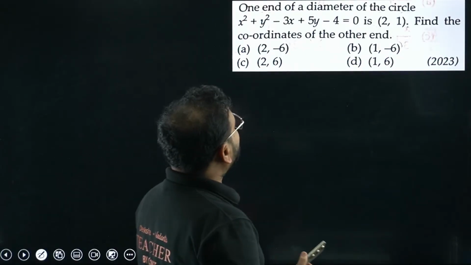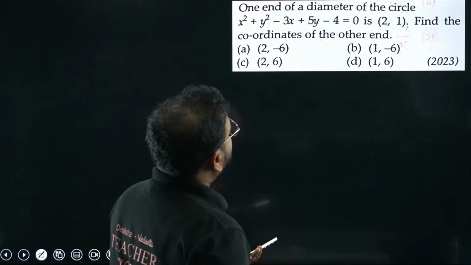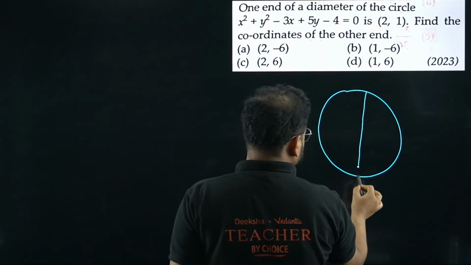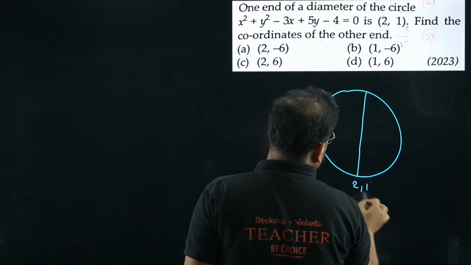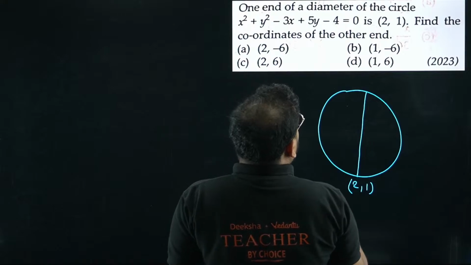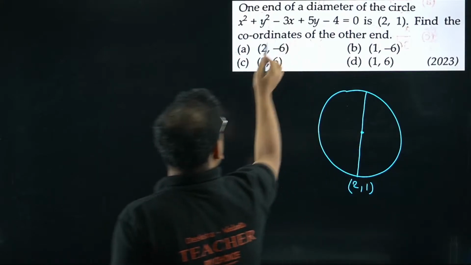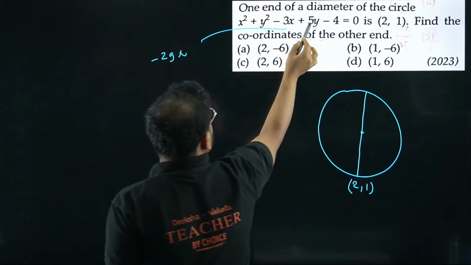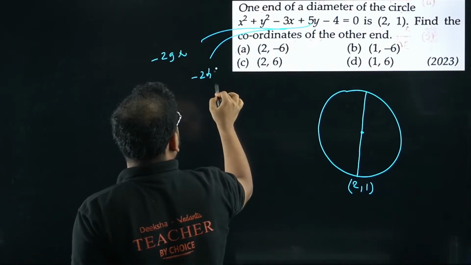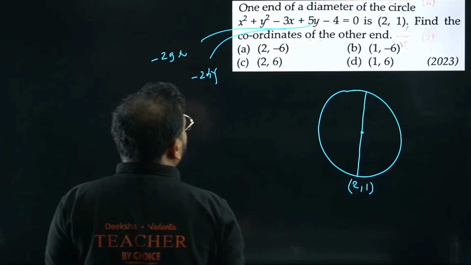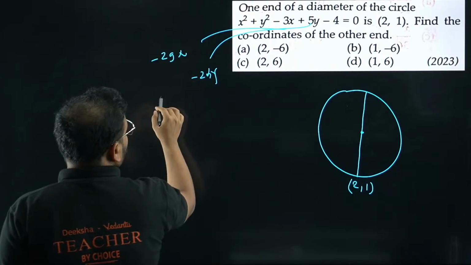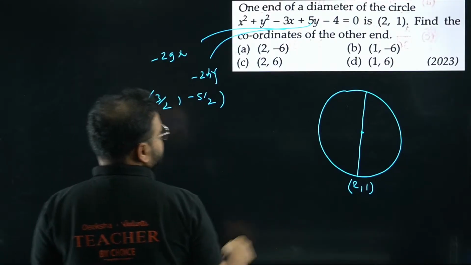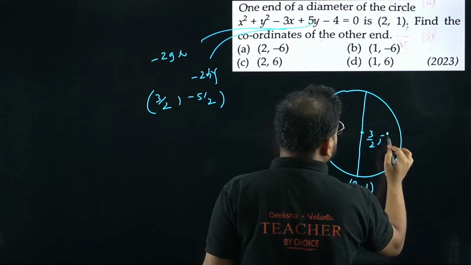On one end of the diameter of the circle is (2, 1). Circle is given, right? Diameter is somewhere like this. On one end is (2, 1). Center we can find from here, dear. Compare this with minus 2gx and this with minus 2hy. So you can get very simply, your center will turn out to be (3/2, -5/2). That's my center.